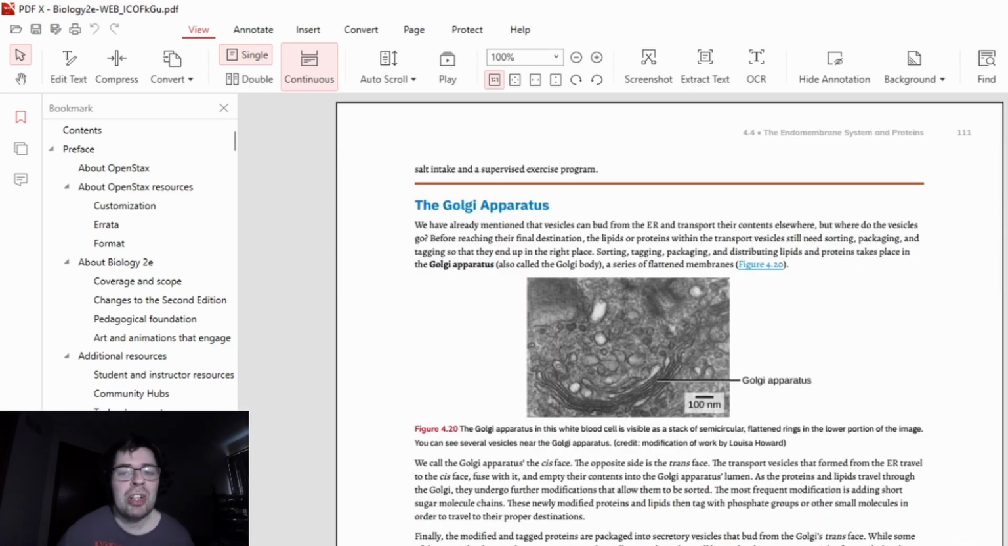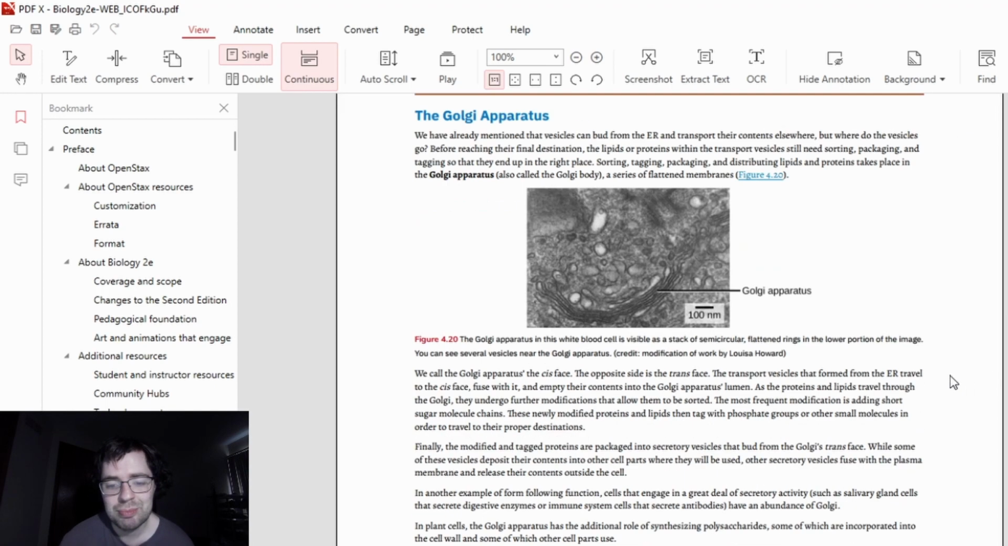We have already mentioned that vesicles can bud from the ER and transport their contents elsewhere. But where do the vesicles go? Before reaching their final destination, the lipids or proteins within the transport vesicles still need sorting, packaging, and tagging so that they end up in the right place. Sorting, tagging, packaging, and distributing lipids and proteins take place in the Golgi apparatus, also called the Golgi body, or the Golgi complex, which is a series of flattened membranes.